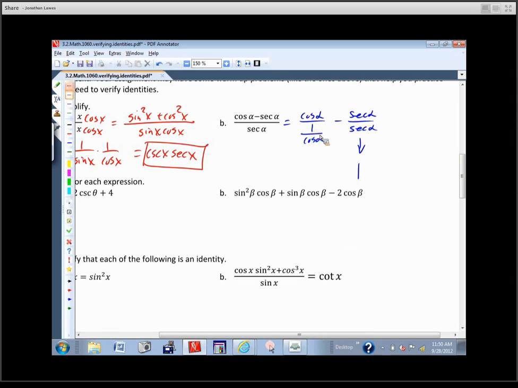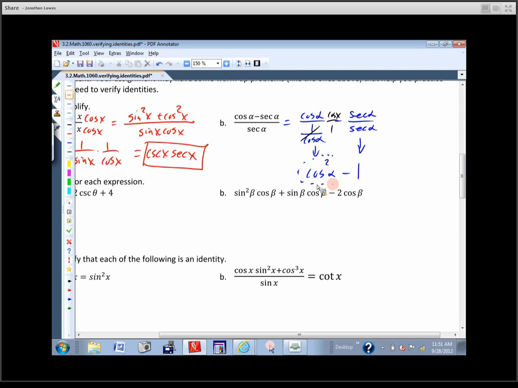In order to finish this problem off, I'd flip this over and I'd multiply. So this is going to be times cosine over 1. So this is cosine squared x. Oops, that's a minus, right? Cosine squared alpha minus 1. Yes, alpha, thank you. Okay, any questions there?